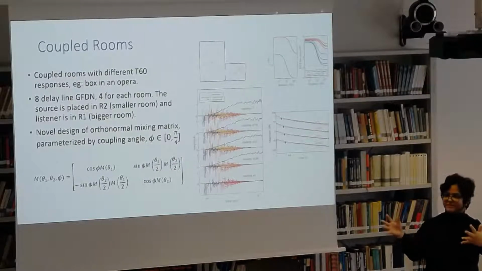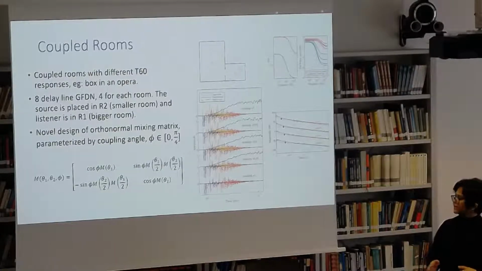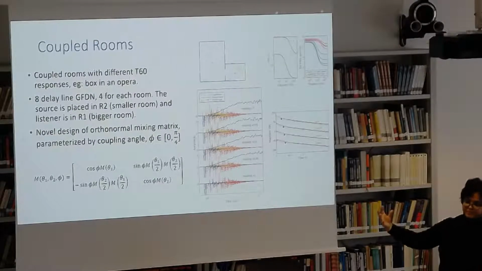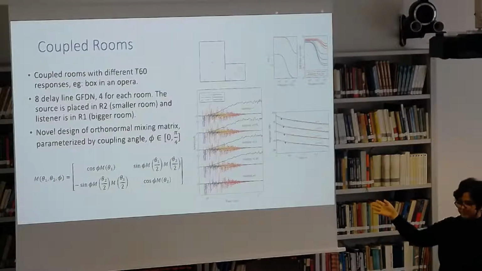That means if there's a door separating the 2 rooms, you just close the door. There is no coupling among them, assuming that there is no sound transmission. Again, if you increase phi slowly to a maximum value of pi by 4, these cosines and sines become equal. So now you've got maximum coupling between the 2 rooms. And this matrix is always unitary, regardless of the value of theta 1, theta 2, and phi.